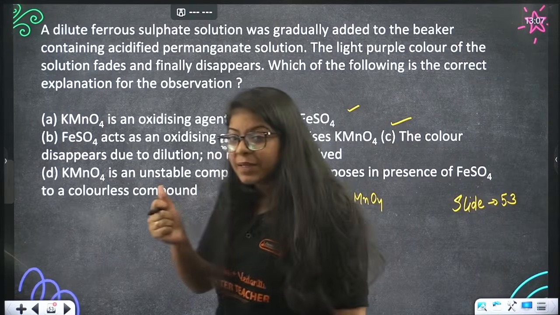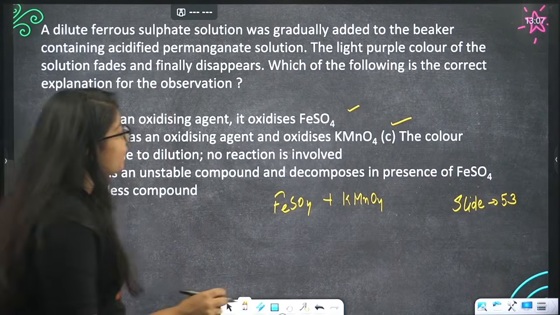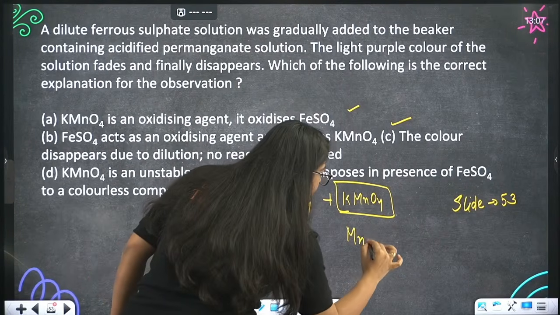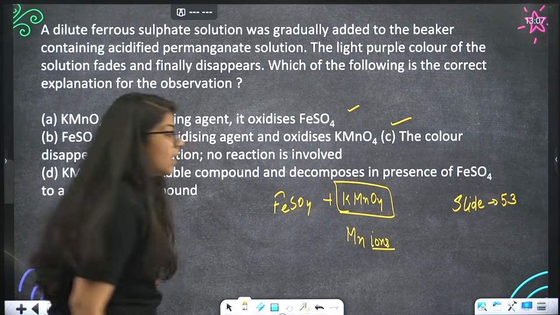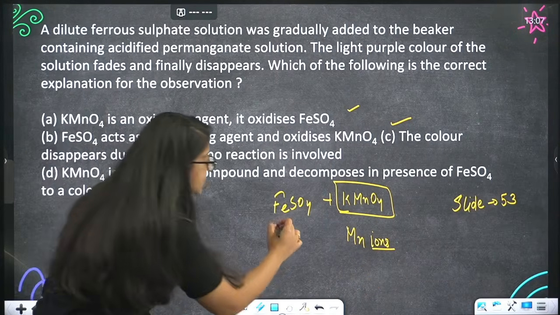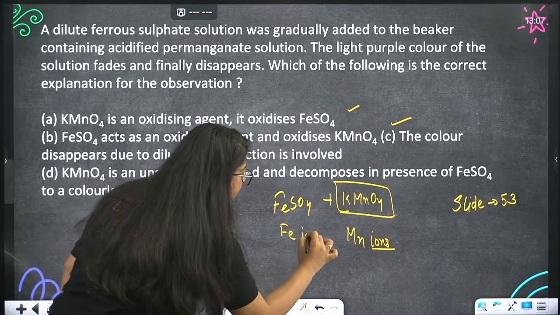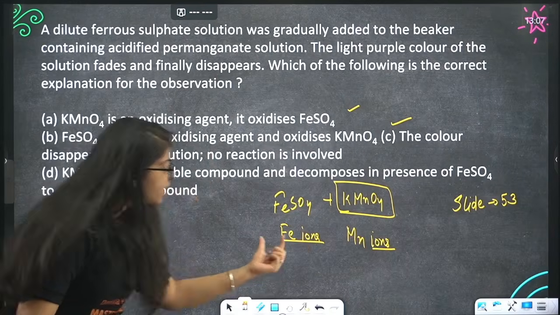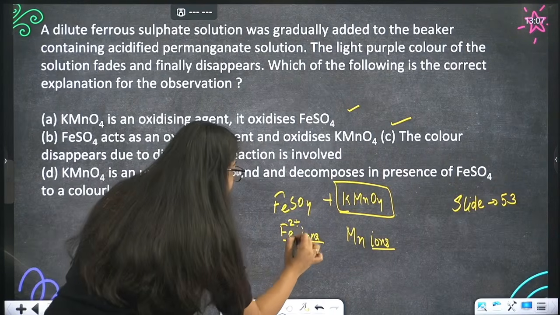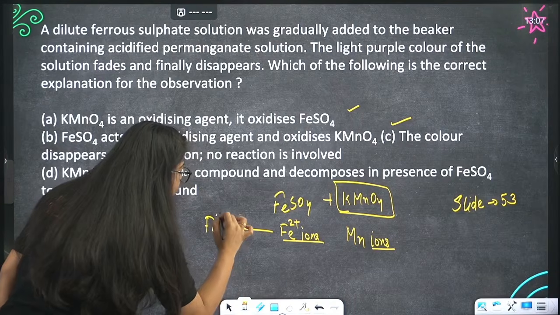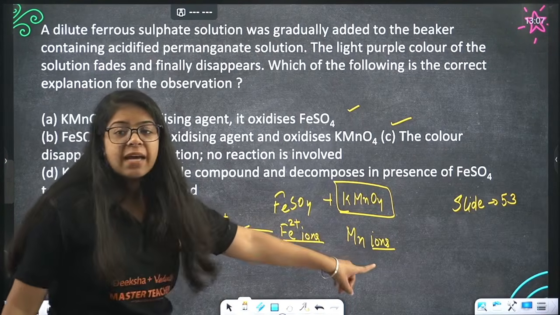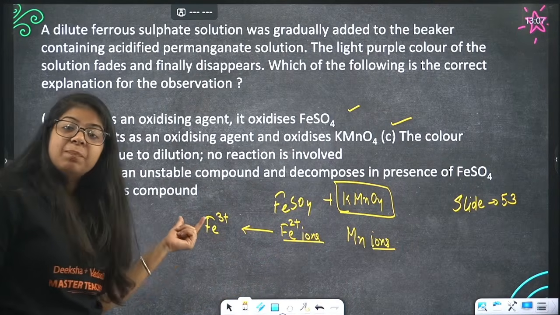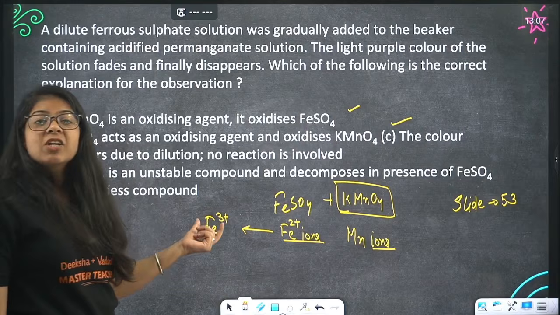Now, what do you think is happening? Beta, actually, when we have this KMnO4, this has manganese ions, right? Now, this has Fe ions, right? So what this does, beta, it has Fe plus 2 ions. So the manganese ions of KMnO4 oxidize Fe plus 2 ions into Fe plus 3. And that is why the color change happens.